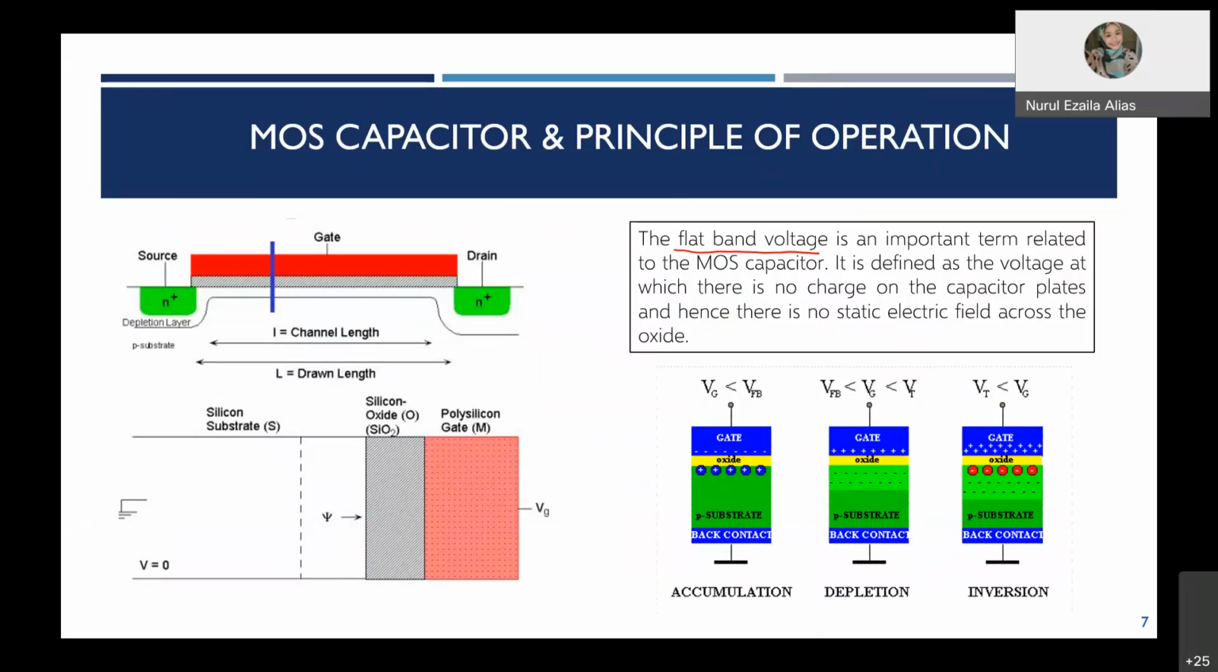Now we imagine that there is no voltage applied yet. So what will happen to the MOSFET? Since no voltage is applied yet, there will be no charge across the capacitor, because we are not giving any voltage and there is no electric field between the plates. Therefore, no charge across the plates. So these three cases I have explained are the same as before.